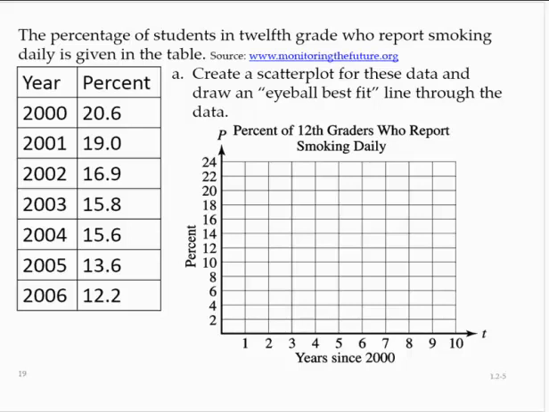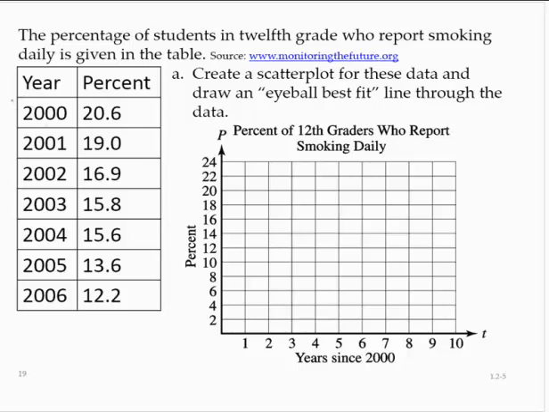The percentage of students in 12th grade who report smoking daily is given in the table. We were asked to create a scatter plot for the data and draw an eyeball best fit line through the data. So we're given these various years. Notice on the grid we're asked to use the years since 2000 as our values for t.